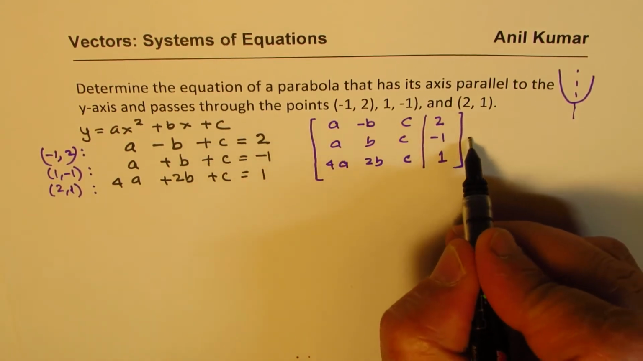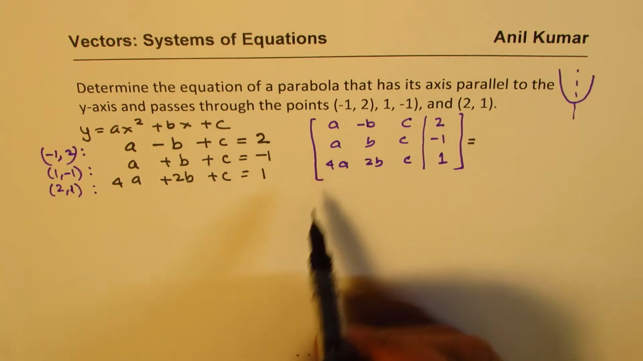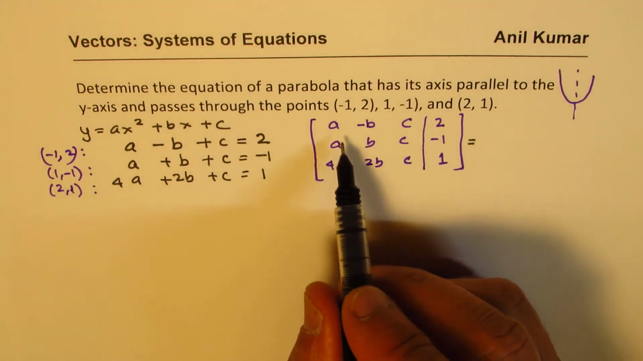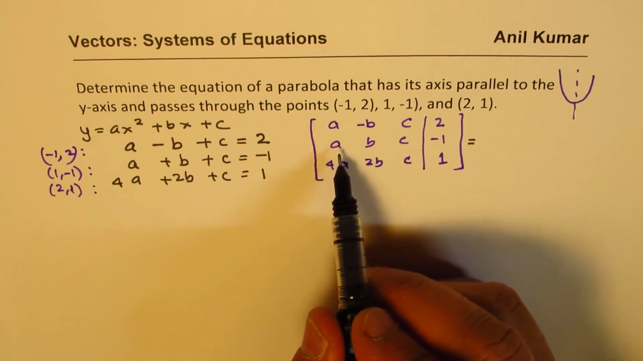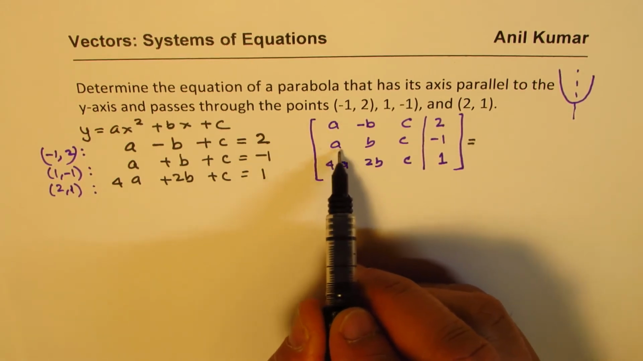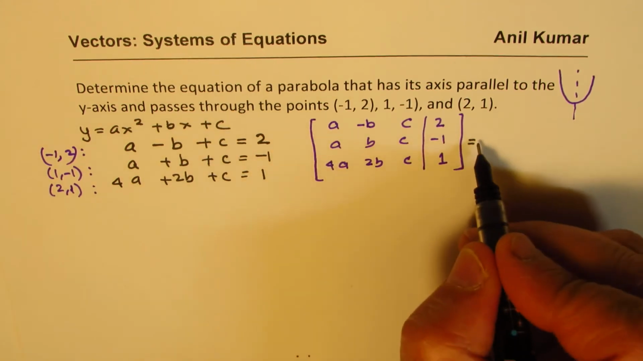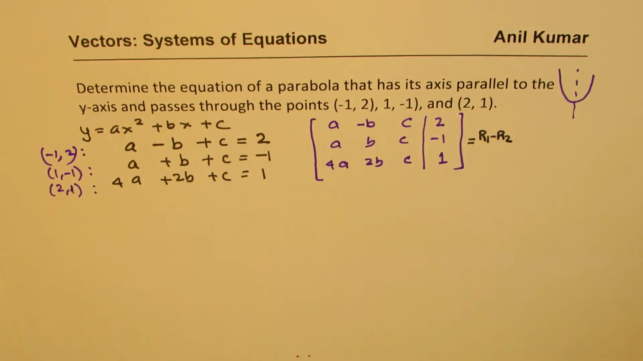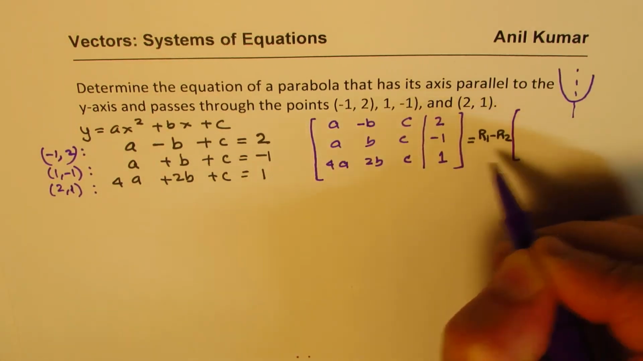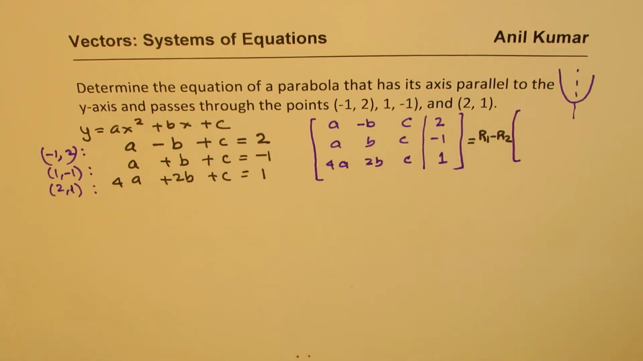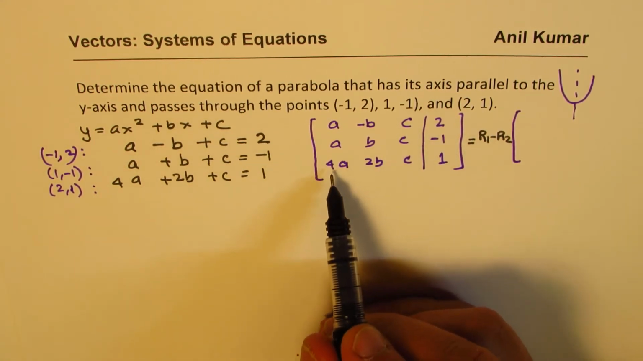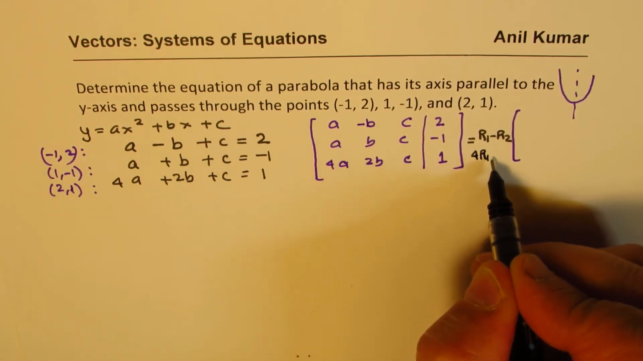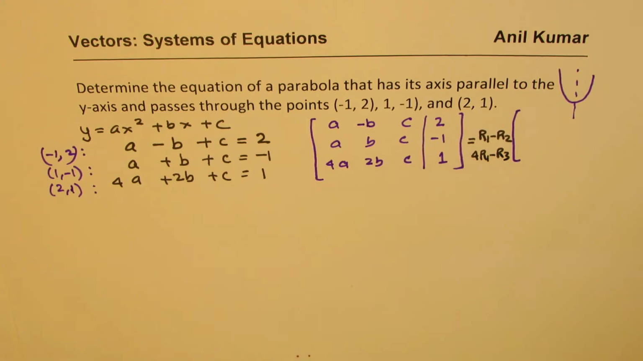Now the idea here is to get a 0 in these 2 positions. So how do I get 0 here? I can get 0 if I perform row operations. If I say R1 minus R2 for the second row, I can eliminate a, and I can get 0 here. How about the last third row and first column? We will have to do 4 times R1, take away R3 to get 0 in this position.